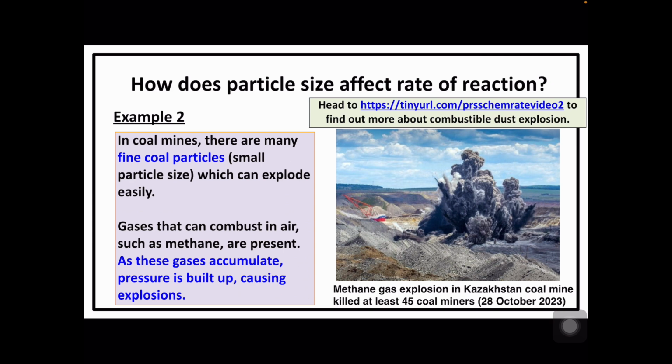Over here, this image was from an incident that happened on 28 October 2023, where one of the coal mines went through a methane gas explosion. That's because of how these small particles can accumulate, and when they ignite or explode, the rate of reaction will be so fast because of the high exposed surface area. Therefore, the frequency of collision is higher, the rate of reaction is faster, and that will give rise to an impact as great as what you see over here.